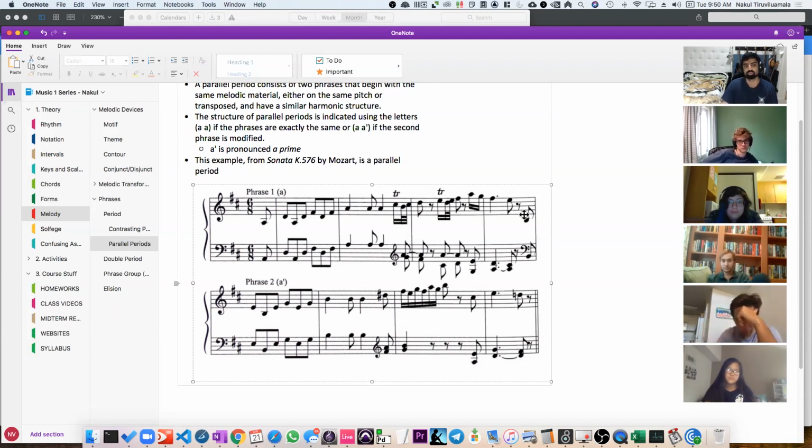Okay. So phrase 1 has melody A. Phrase 2 has melody A prime, which is a slightly transformed version of A. Okay, so I'll play this. I'm going to butcher this a little bit. I apologize.